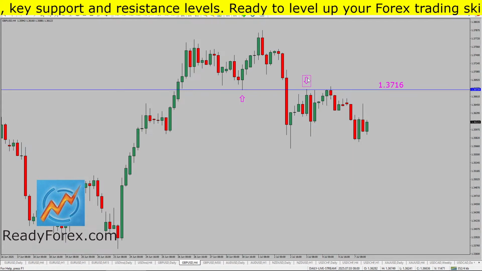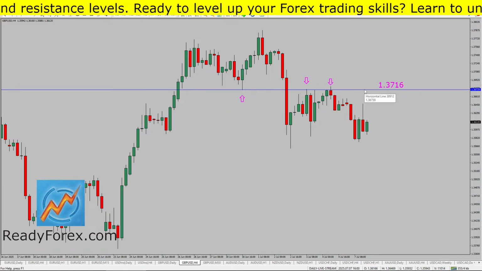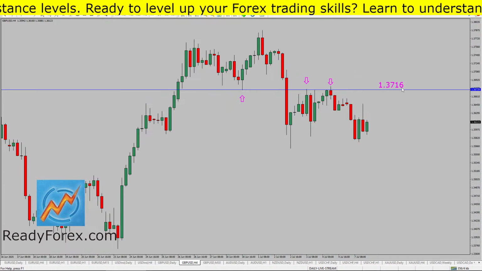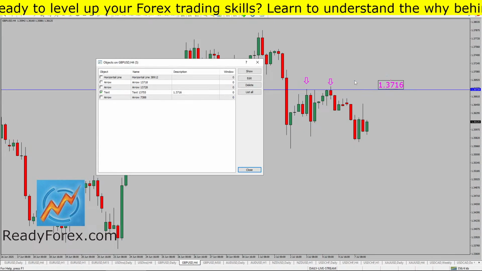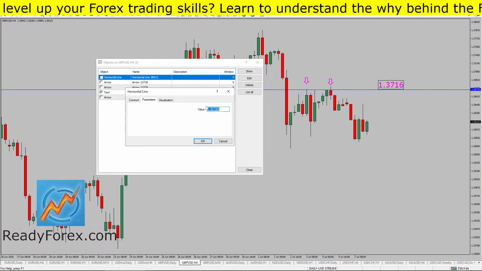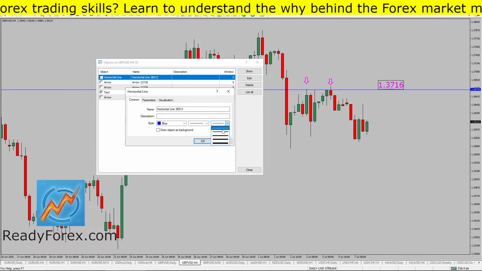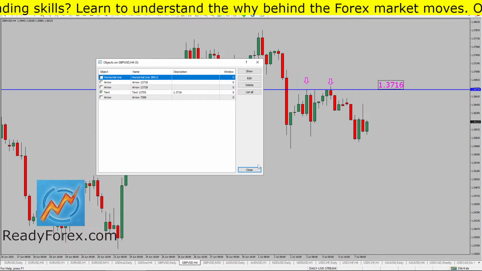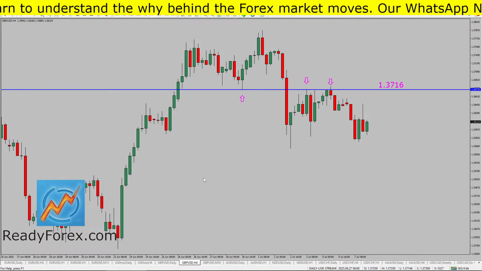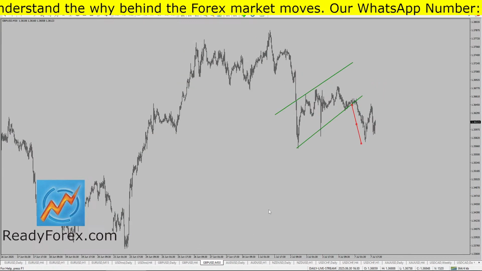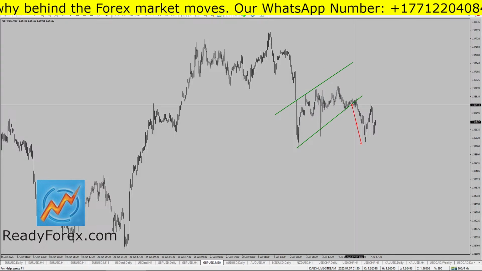So we got two tests over here, and so far price manages to stay below the 1.3716 area over here. Let me change the width of this horizontal trend line. Okay, here it looks much more visible now. So in a 30 minutes time frame, we got this corrective price action, and I told you guys that these things usually break to the downside.